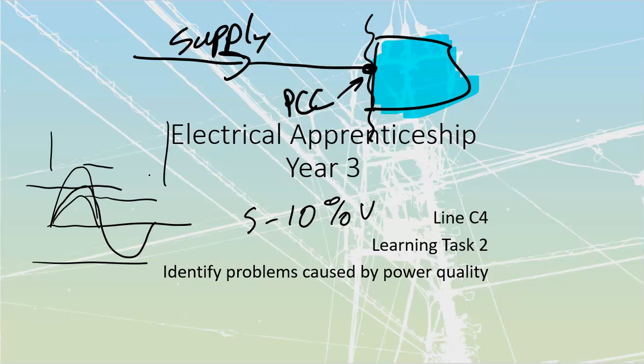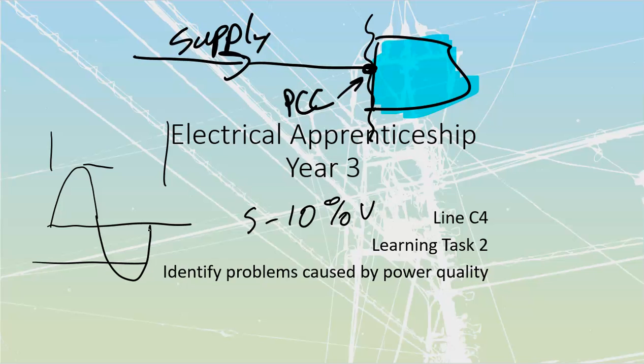The actual frequency that this is going to be operating at, though, is going to be highly critical. We don't want to see any sort of power quality problem that changes the fundamental frequency of our system, because if we change that fundamental frequency, we're going to have some massive, massive problems with everything electronic downstream of that.